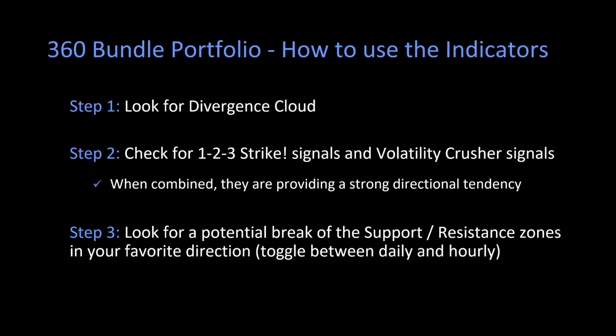We're doing directional trades here, so we need to have a direction. And then I check if there's a 1, 2, 3 strike signal or a volatility crush signal. On the higher time frames, you probably only get the 1, 2, 3 strikes. If you go on the smaller time frames, you also will find more volatility crusher signals. If you have them combined, you have a very, very strong signal.